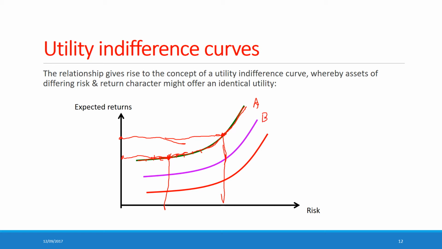We have an increase in utility if we have an upward shift of the utility curve, right? So if we move from curve B to curve A, that's when our level of utility increases. But any point along one utility curve gives us the same level of utility.